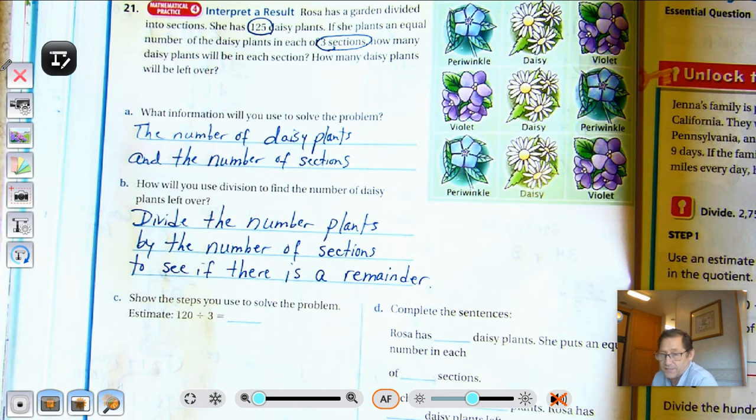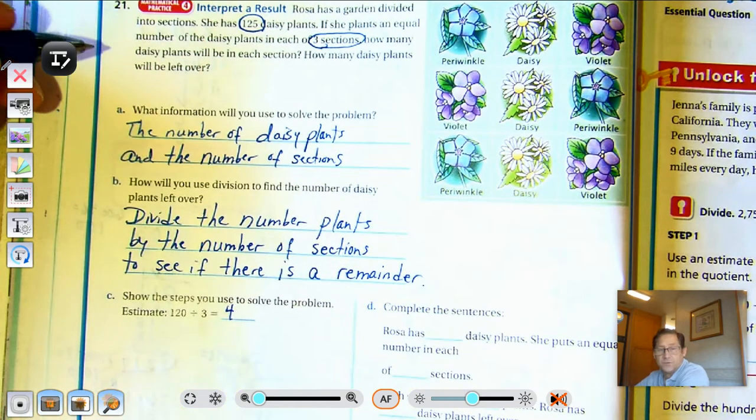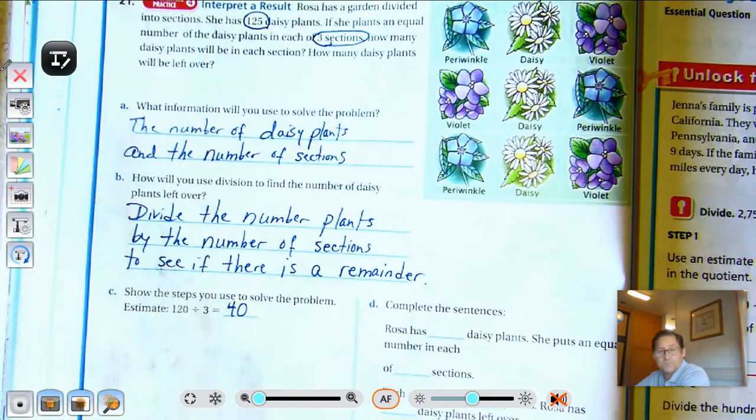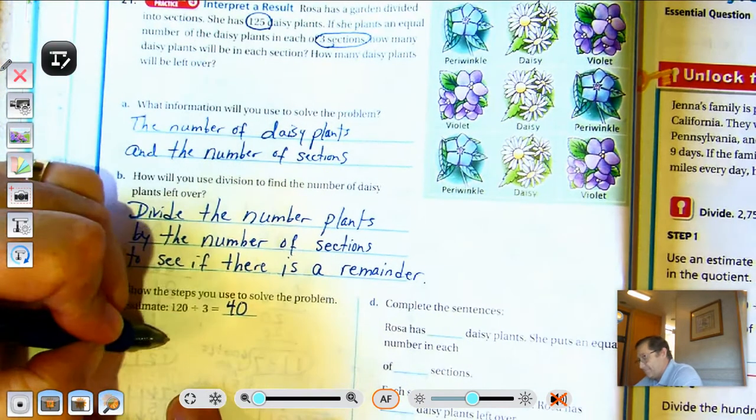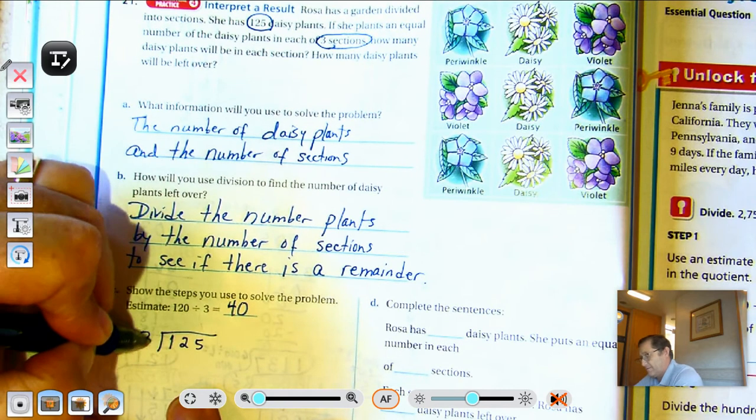And that makes sense because 12 is a multiple of 3. So 3 times 4 is 12. So 120 divided by 3 would be 40. All right, so now let's actually divide it. So we have 125 divided by 3.